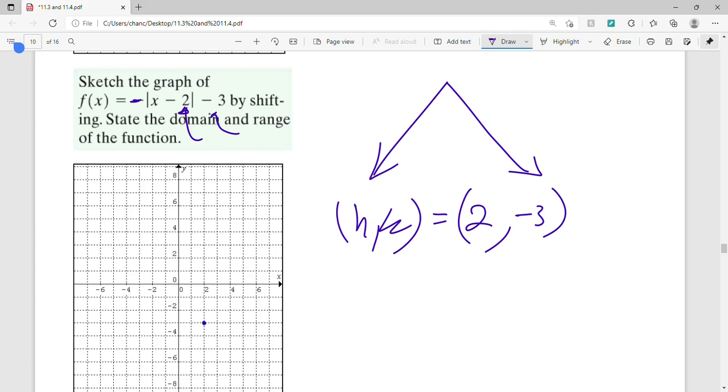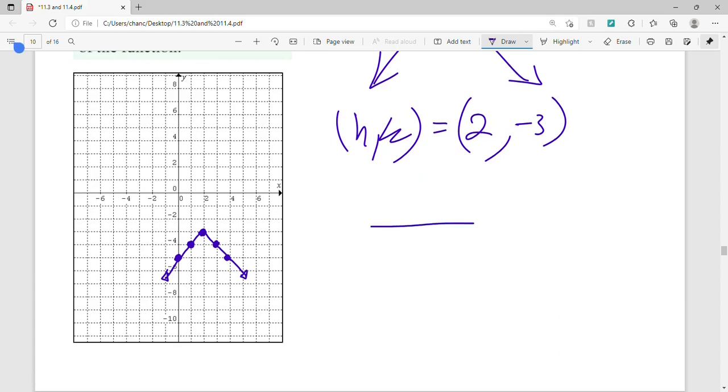Let's graph that right here. So we go left 1, but we don't go up 1, we go down 1. Left 2, down 2, because it's flipped upside down. Right 1, down 1. Right 2, down 2. So all of the function values are flipped.